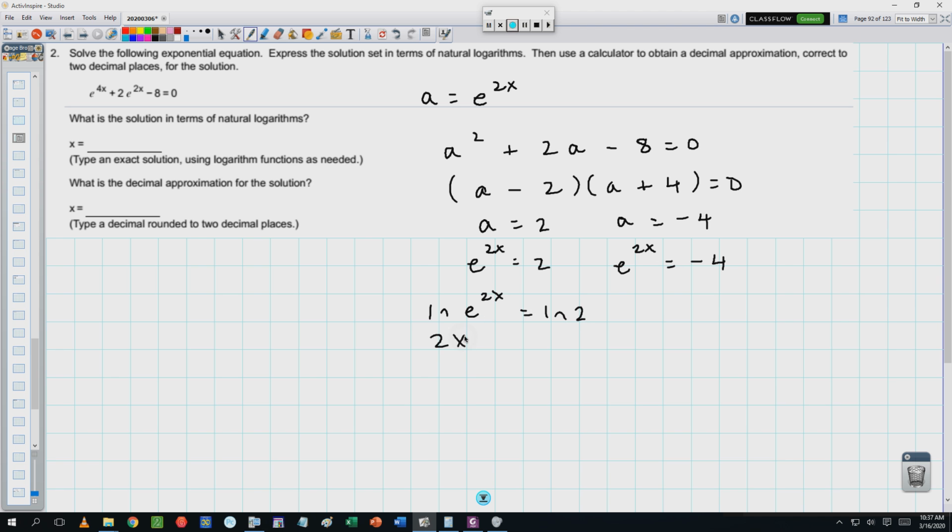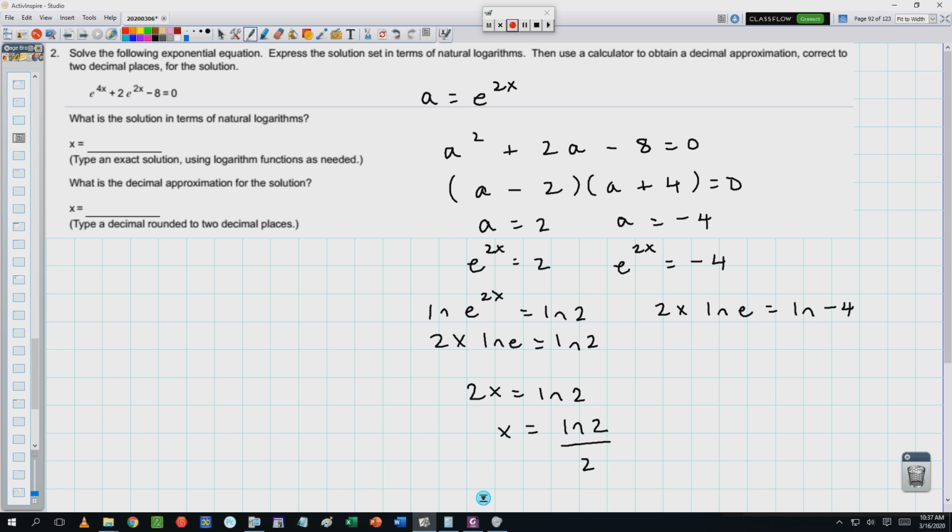Pull that power out. That's an equal sign there. You know that the natural log of e is a 1. And I get the x by itself by dividing the 2 underneath all of that. Same thing over here. Throw natural logs at the two sides just so I can take the power out.